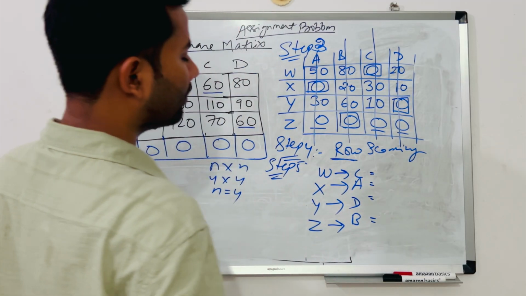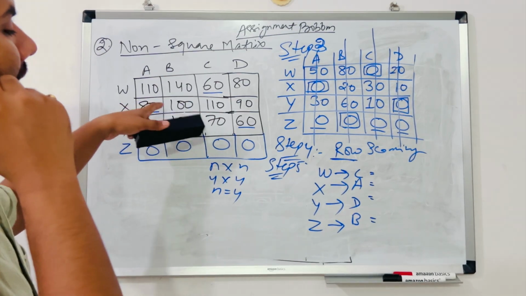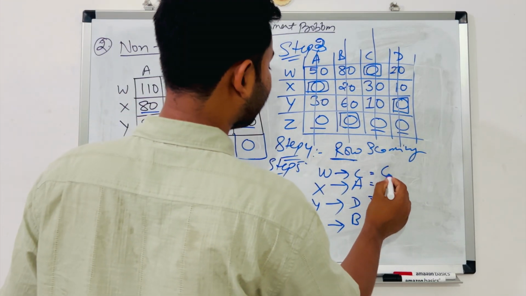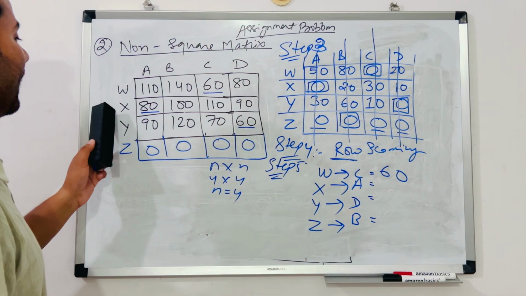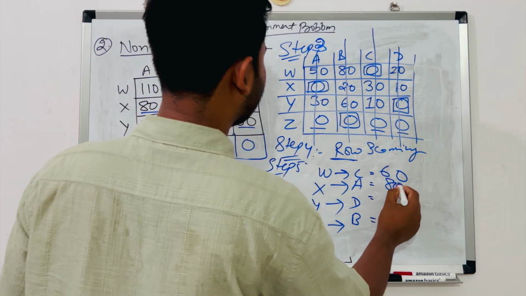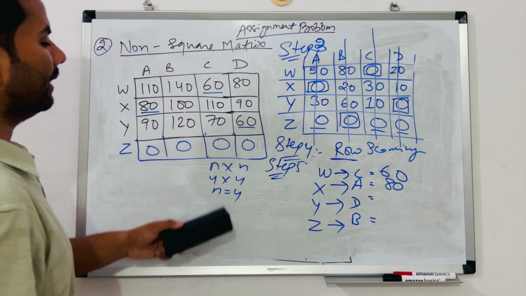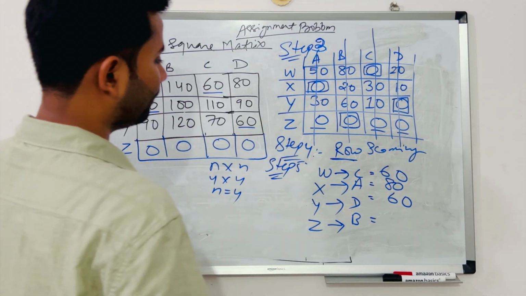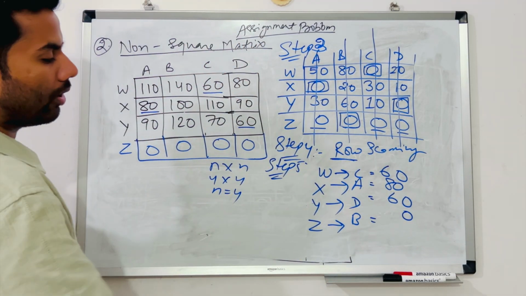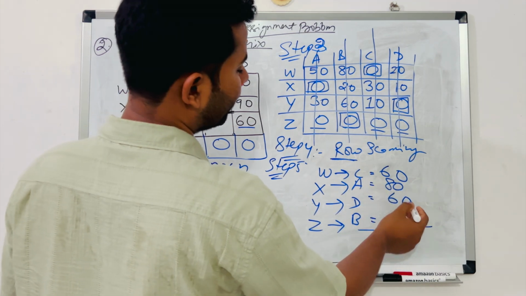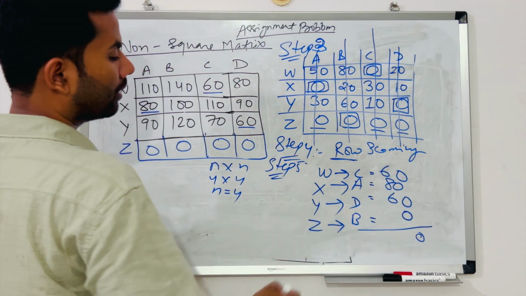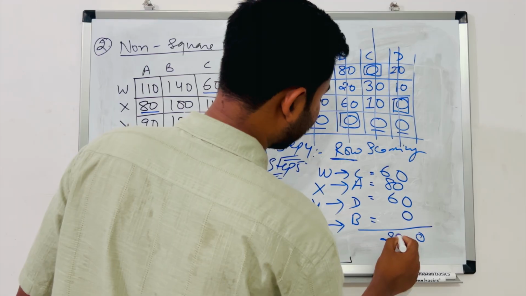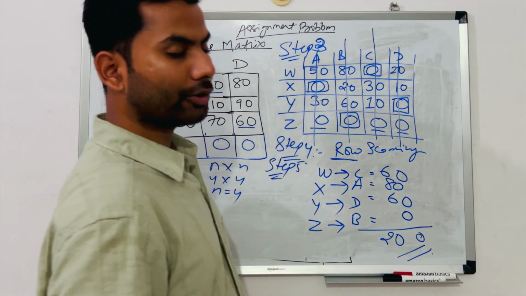Now you have to see the first data. The place value of WC is 60, the place value of XA is 80, YD is 60 and ZB is 0. Now you have to add all the numbers: 0, 0, 60, 60 is 120, 120 plus 80, 200. So this is the optimal solution.